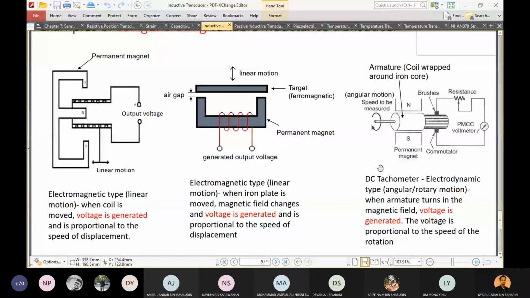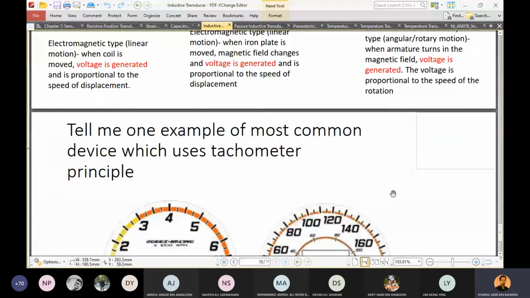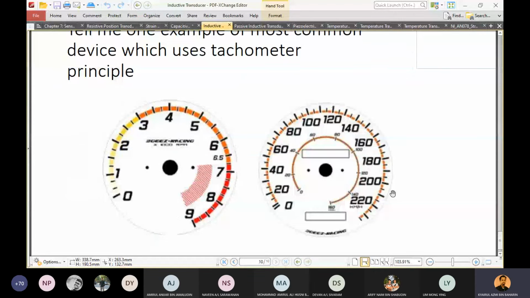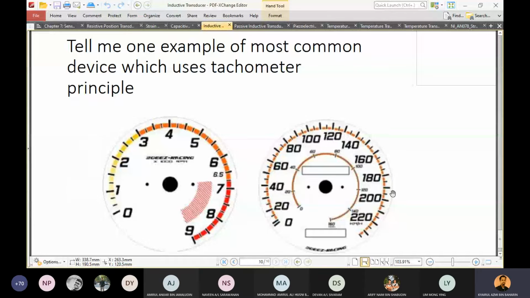We have these examples here, using the electromagnetic type. You can have a read. I think I'm going to skip this part. This is usually the practical application of using a tachometer when we want to measure the speed of a moving car.